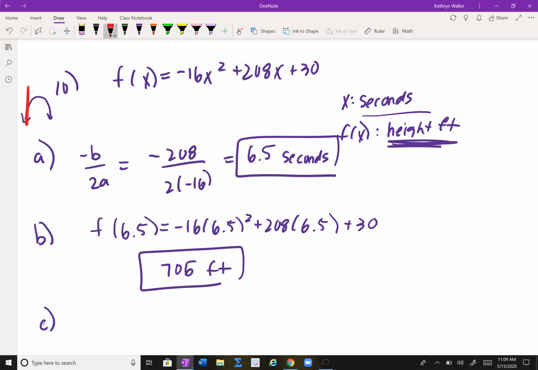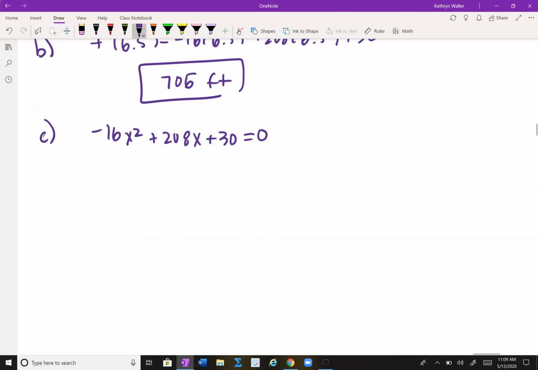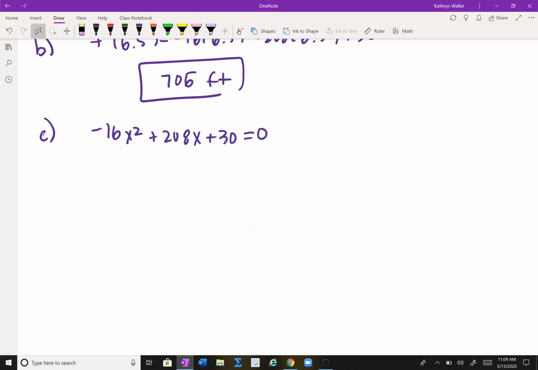Well, guys, it's going to hit the ground right there on that picture, and that's when y is 0. So I'm going to go negative 16x to the second plus 208x plus 30 is equal to 0. I'm going to use the quadratic formula. Now, I would take out a 2, but it's telling me to round anyway, and so I can just stick the whole thing in the calculator, so I'm not going to reduce.